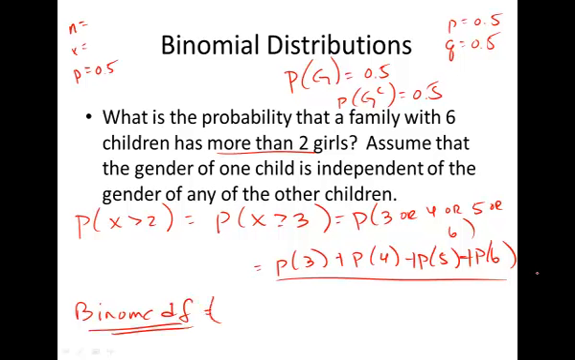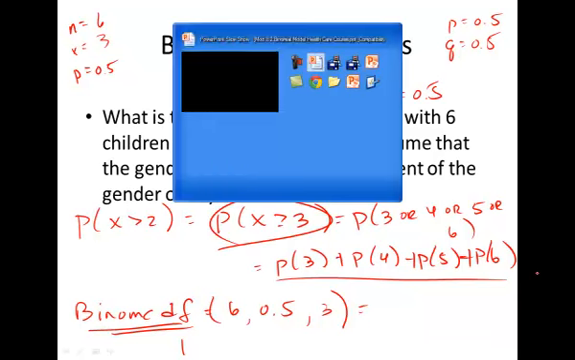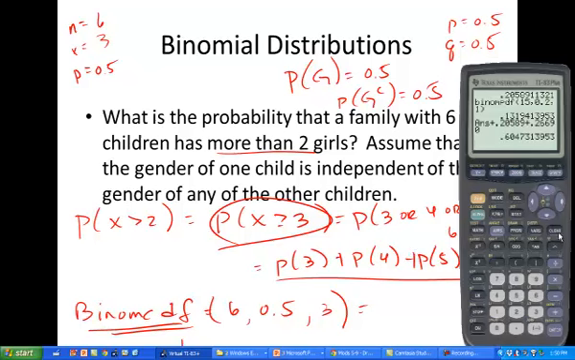So we would say n, which is 6 children, comma p, 0.5. In this case, I believe x is 3, right? Because it's the probability that x is at least 3. So I would say distribution. This time we're going to do binomial CDF, which is the A key. Now A is the alphanumeric key here, so you could say alpha math, I believe. Let's try that, see if it works. Alpha A. Yep, it worked. Okay. So 6, 0.5, 3.